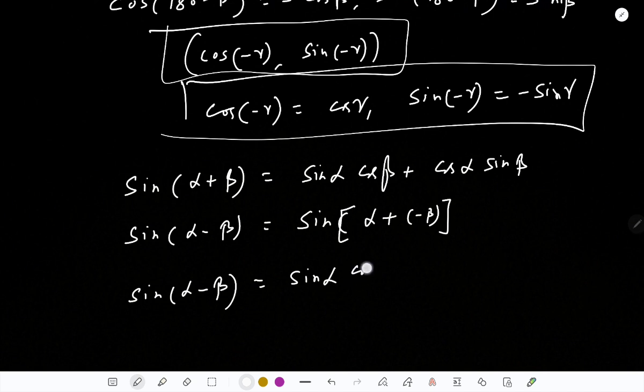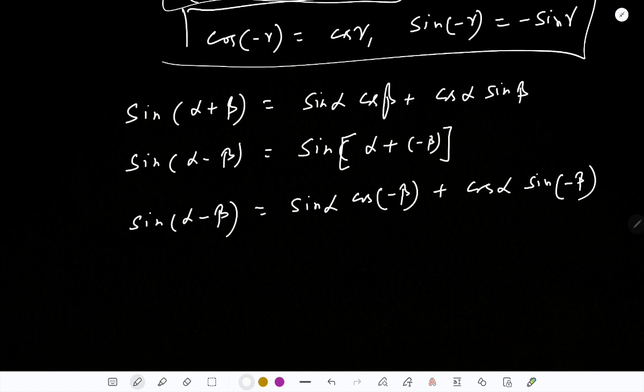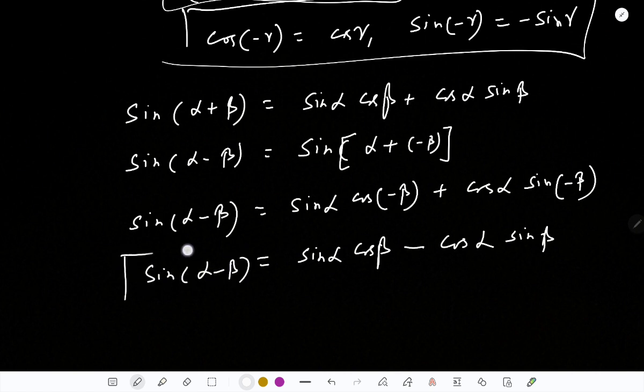So you have sine alpha cos minus beta plus cos alpha sine minus beta. And just one more line of manipulation and you can get your result. Cos minus beta is of course cos beta, so you should have written it sine alpha cos beta simply, and then sine minus beta is minus sine beta, so put the minus sign here only, and you can write cos alpha sine beta like this, and you got your sine alpha minus beta.